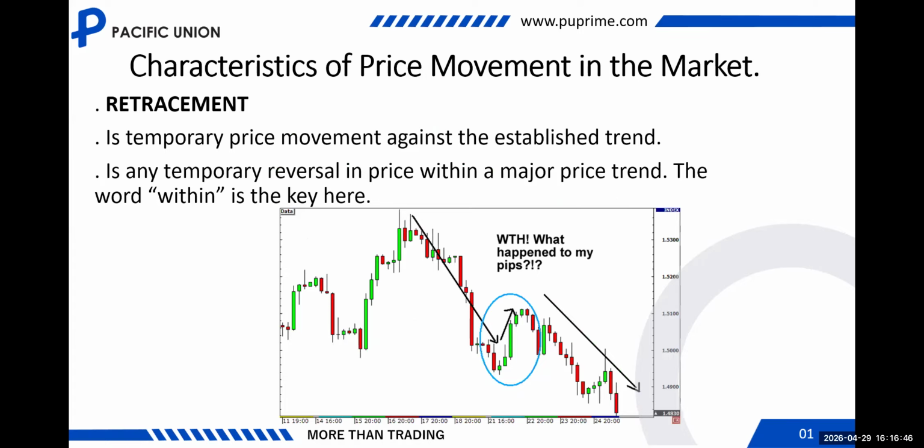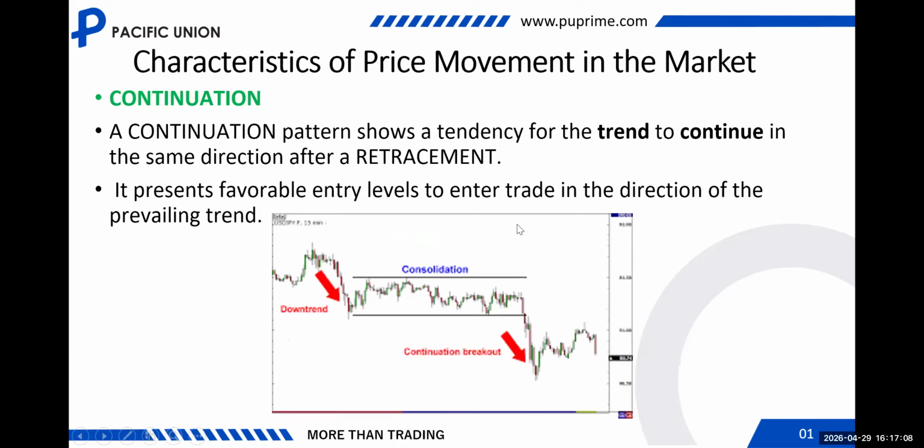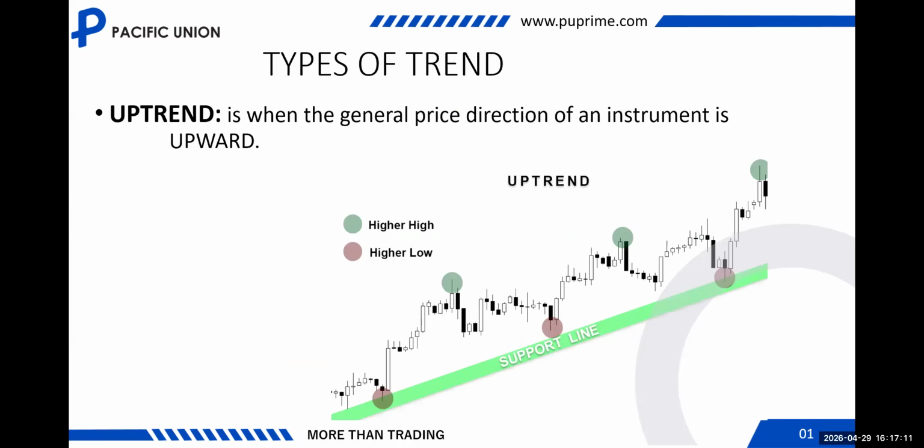Now, we've looked at the first characteristic of price, which is trend. The second characteristic of price is called retracement. Retracement is temporary price movement against the established trend. Again, we say it is any temporary reversal in price within a major price trend. The word within is key here. Now, let me take you back to one of the previous slides. We said that retracement is temporary price movement against the established trend. That means we need to have an establishment already before we start looking at the word retracement.